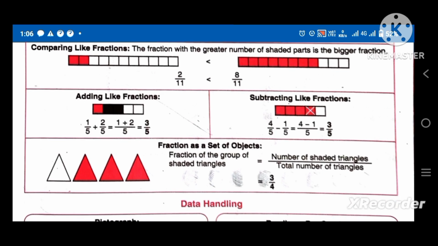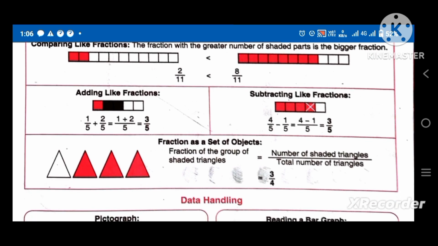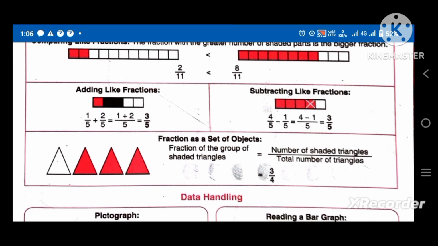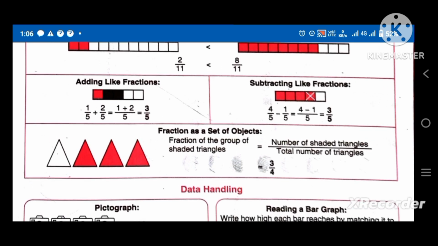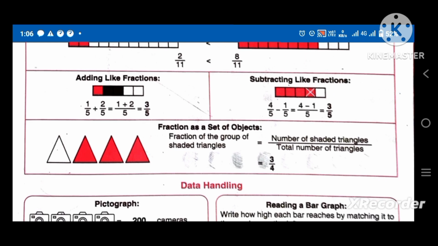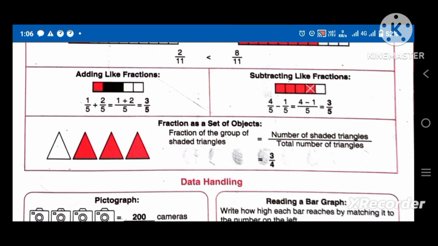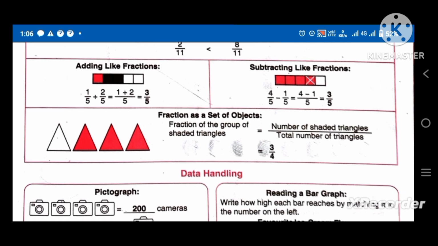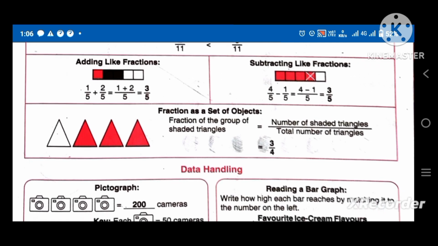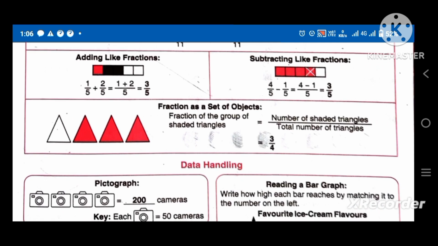Adding like fractions: 1 by 5 plus 2 by 5 is equal to 1 plus 2 by 5, which is equal to 3 by 5. Subtracting like fractions: 4 by 5 minus 1 by 5 is equal to 4 minus 1 by 5, which is equal to 3 by 5.